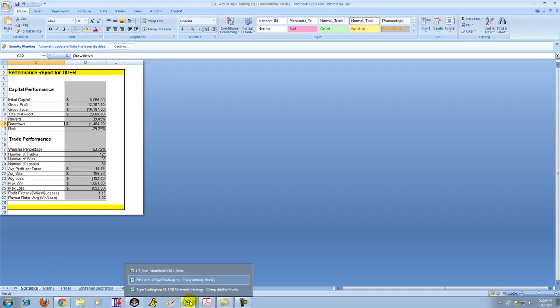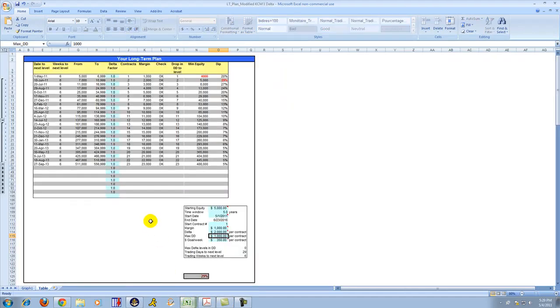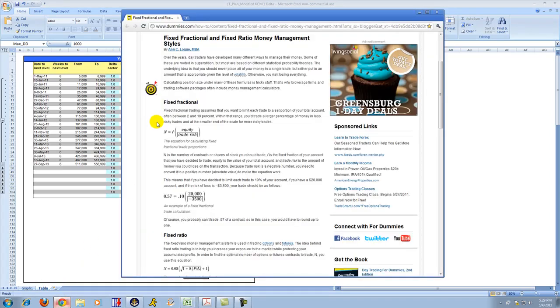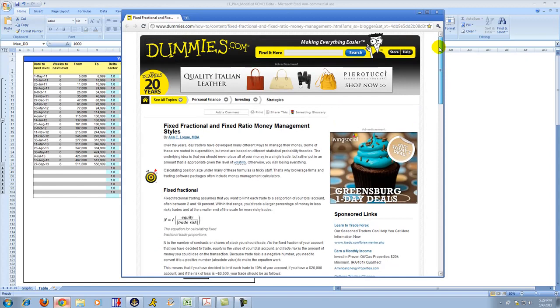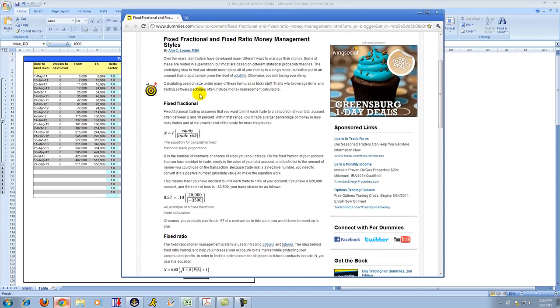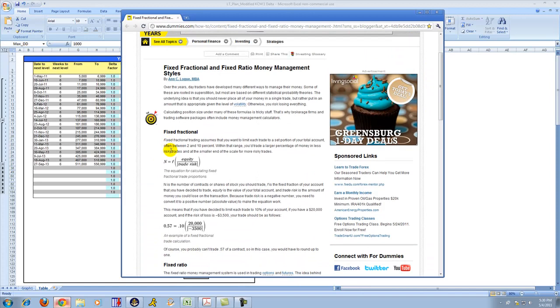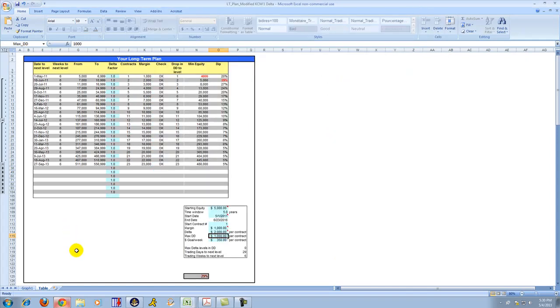Now I want to go through a long-term plan here. This is our money management trading strategy, and we base it on 3 things. It's a fixed fractional money management style with a fixed ratio, and it also has a volatility component to it as well. So this is just the dummies page here. You can go to dummies.com and hunt it down, and you can get the formulas and so forth. But we actually use a formula that's a hybrid of all this, and we use volatility as well.